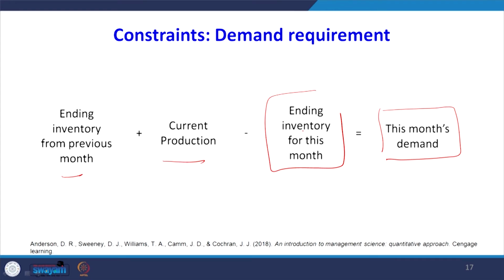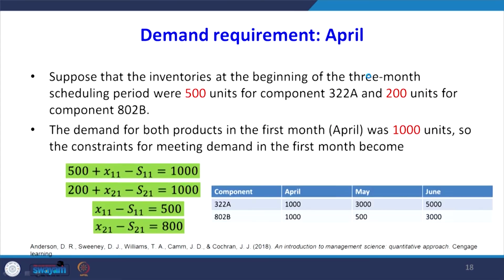So, the general equation is ending inventory from previous month plus current production will satisfy that month's obligations. After satisfying that month's demand, if any excess unit is there, that will be stored as inventory. Actually it should be on this side, so I brought it on the left hand side. So, it will be stored as inventory in that month, and that will be carried for the next month.